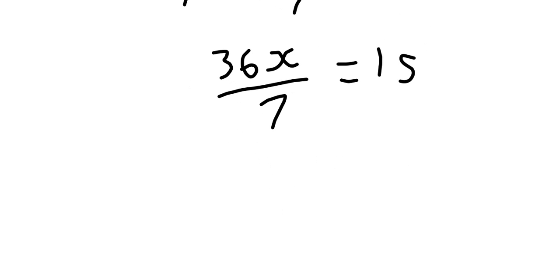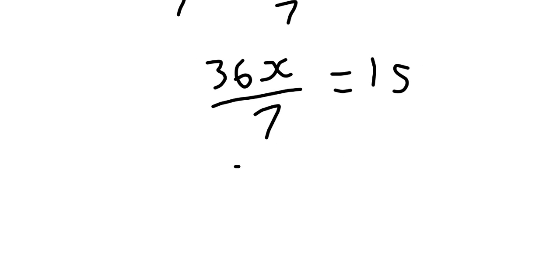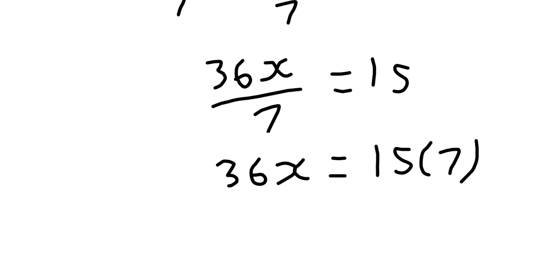I'm going to get rid of the 7 by multiplying both sides by 7. Now let me clean that up. Not very good with this pen just yet. I have 36x on the left and 15 times 7 on the right. So what did I do there? I got rid of my divide by 7 by multiplying both sides by 7.